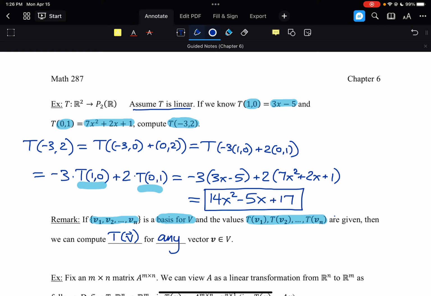And if we already know how all of those transform, then we can do exactly what we just did. We can take the transformation of the basis, rewrite our original vector in terms of the basis, and then transform it that way. Okay, and that's kind of what this is talking about. So if we know that this forms a basis, that means that this vector can be rewritten in terms of these, and we can transform those because we already know those values. That allows us to transform any vector v in the vector space.